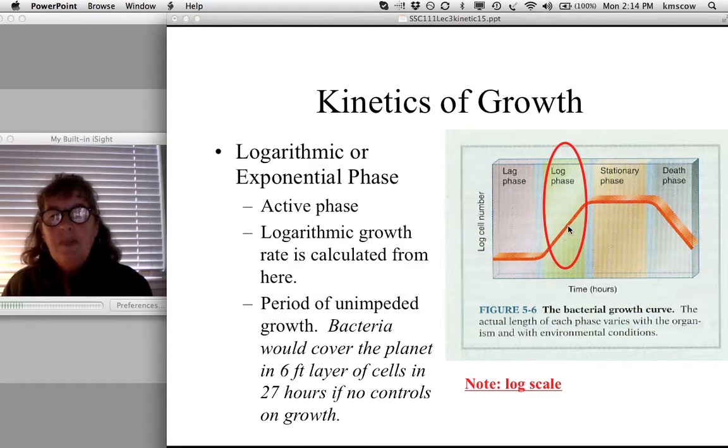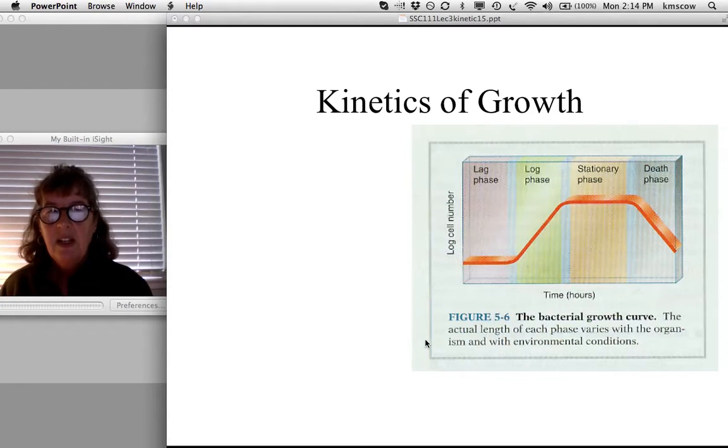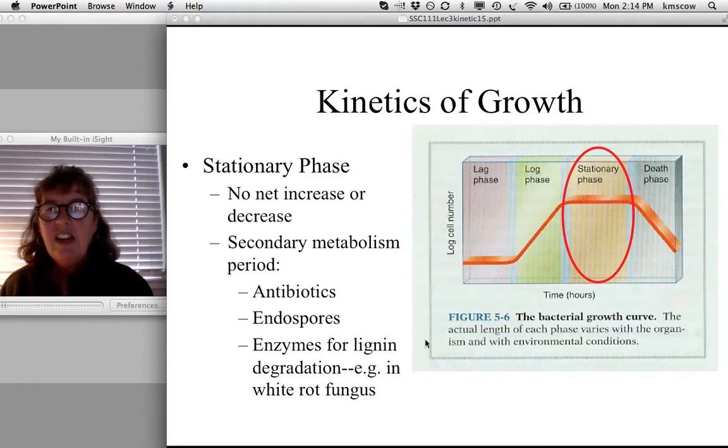This period of unimpeded growth, where there's nothing limiting the reaction, only lasts for so long. If it kept on going, we would have bacteria covering the planet in 6 feet of cells in 27 hours if there was nothing to stop the madness. Fortunately, changes in the growth conditions put an upper limit on how long this active growth phase will last.